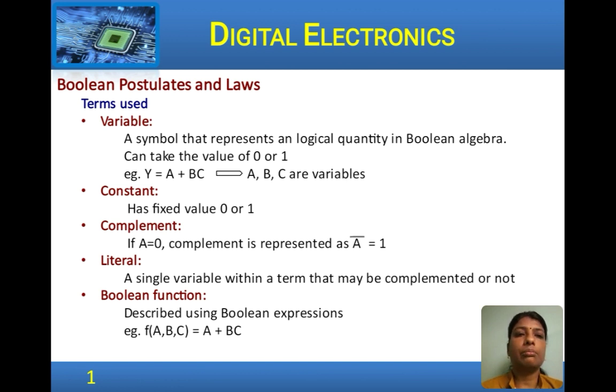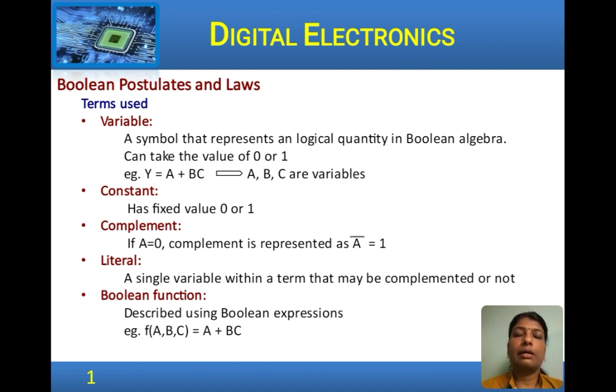Variable. It is a symbol that represents a logical quantity in Boolean algebra and it can take the value of 0 or 1. Example: y = a + bc, where a, b, c are Boolean variables. Next, constant. In Boolean algebra, there are two constant values, 0 and 1. And complement: if a is equal to 0, the complement of a, indicated by a bar or a dash (a prime), is equal to 1. And if a is 1, the complement is 0. That is, complement is taking the NOT or inverting the value.